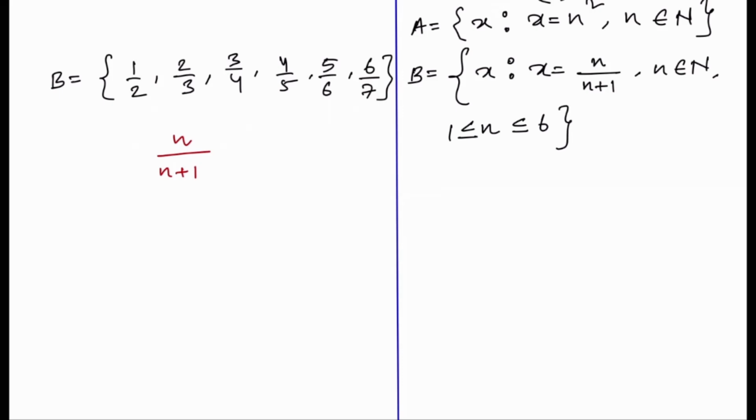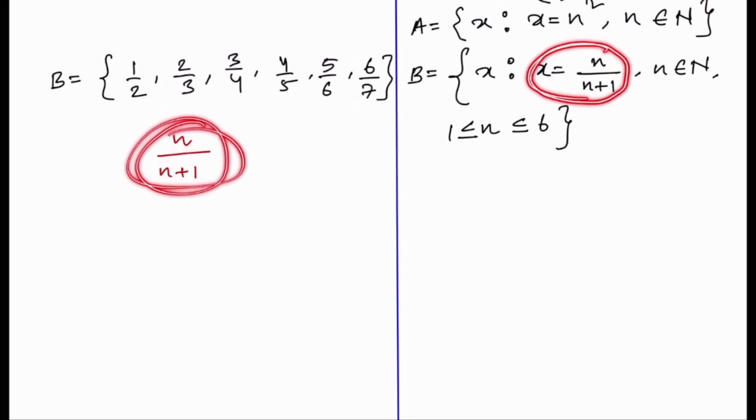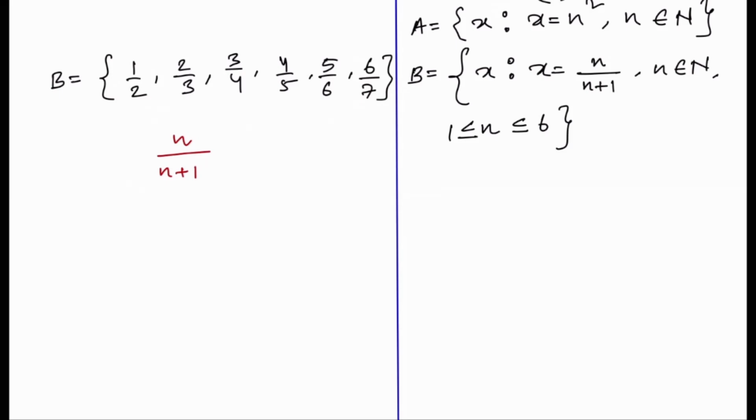Now let me explain that again. You can see in every element that if you add 1 to the numerator, we get the denominator. So if the numerator is n, the denominator will be n plus 1. This is the formula for every element in the set. I have represented every element by x, so x is equal to n by n plus 1, given that n is a natural number, and given that n is less than or equal to 6 and greater than or equal to 1. This condition must be there in the set builder form, otherwise the set will have an infinite number of elements.